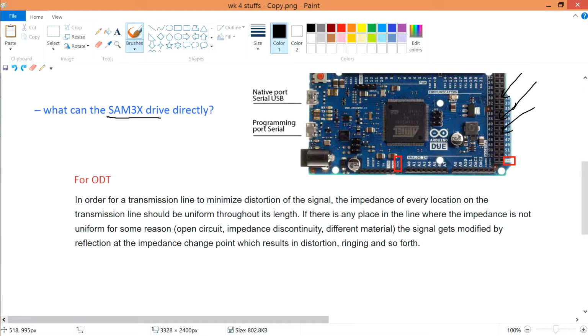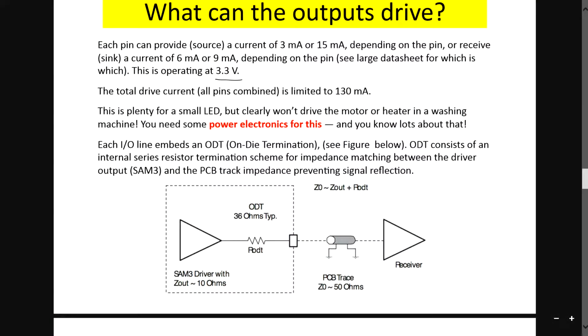So just to recap. What can the SAM3X drive? This is actually a very small system, I would say. It's supplied at 3.3 volt, so you need 2 AA batteries, because 1 AA battery is 1.5 volt. If you put 2, then you can run this thing. And each pin, as we say, is 3 milliamp or 15 mA. I mean 15 mA. They can receive a current of 6 mA or 9 mA. Just for you to know about it. And it's limited to 130 milliamp for the total drive current for all pins if you were to combine them all together.